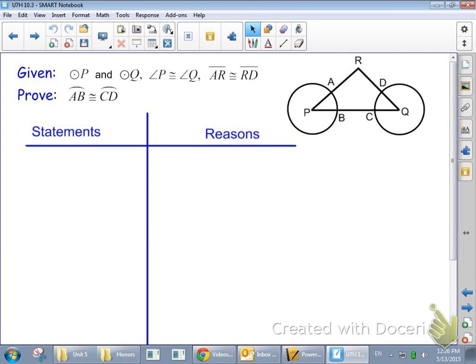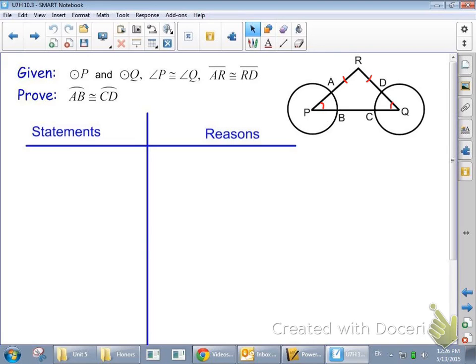Okay, so now our last proof. We're given that circle P and circle Q are our names of our circles. We have angle P congruent to angle Q. And we're given that AR is congruent to RD. We're trying to prove that arc AB is congruent to arc CD. So this is a little bit more involved. Just a little bit more to write, I think.